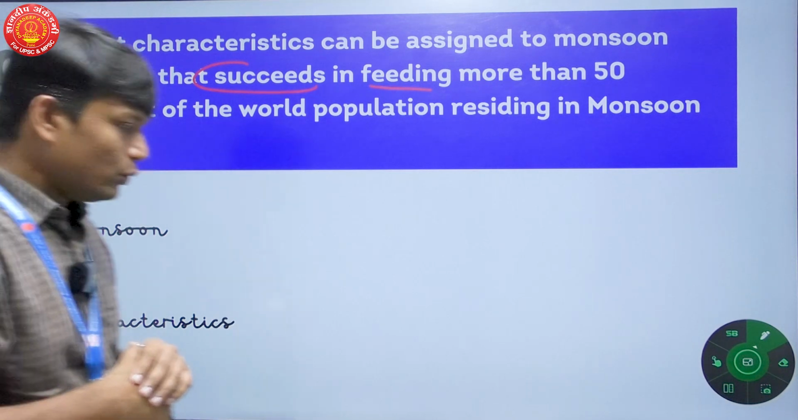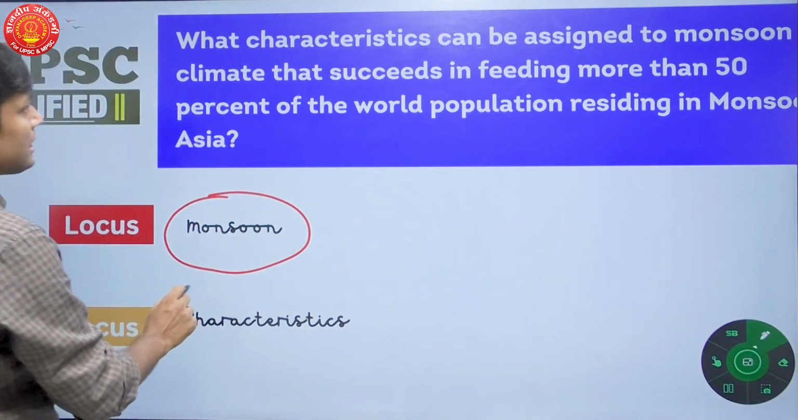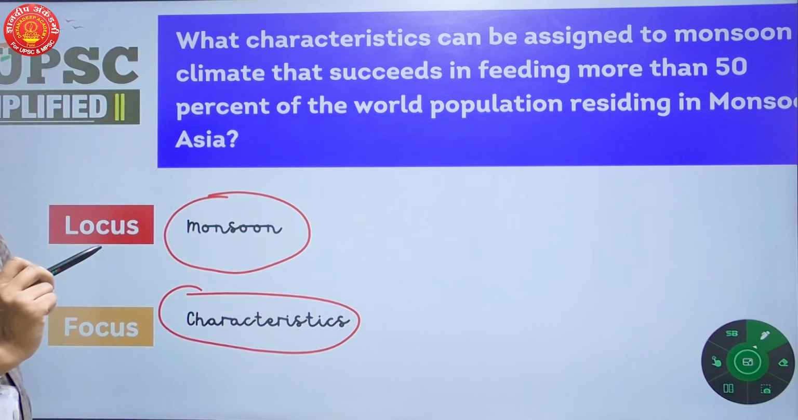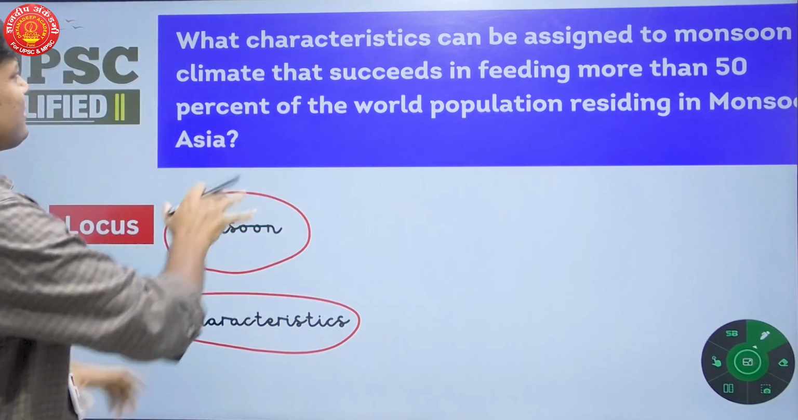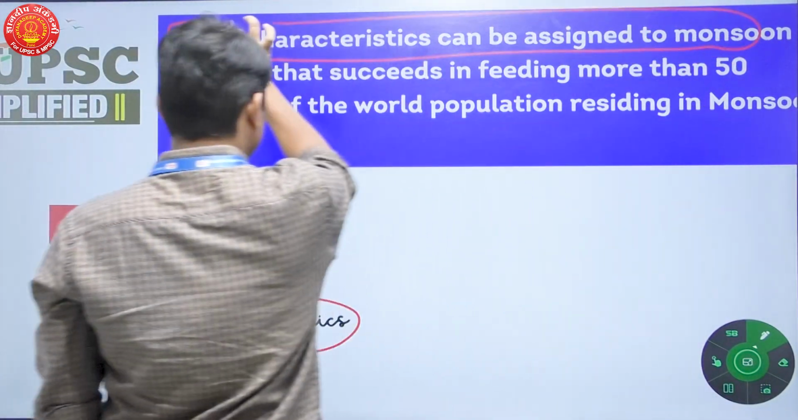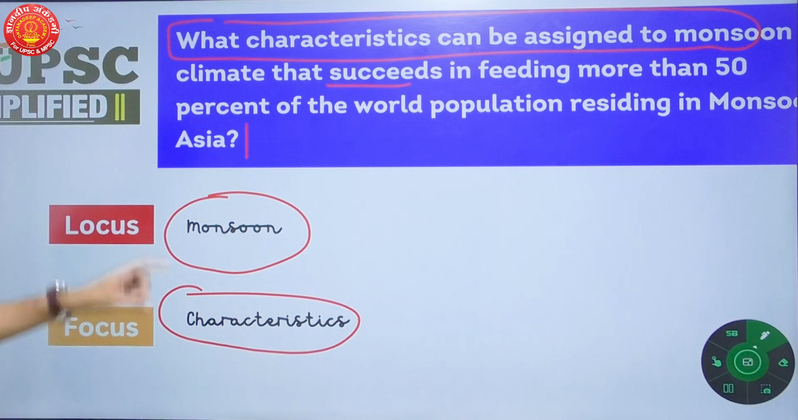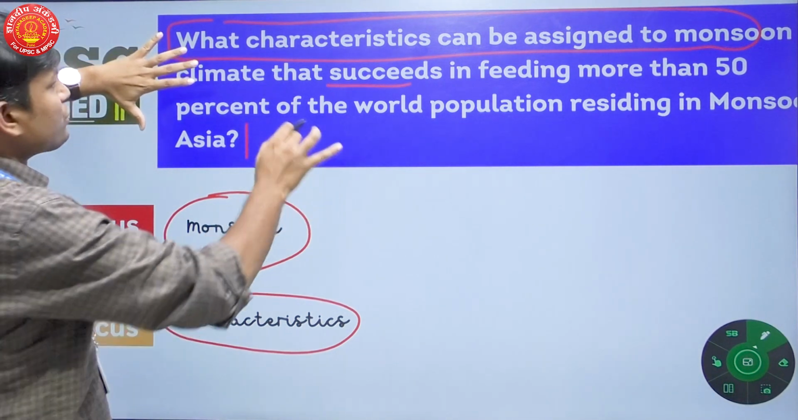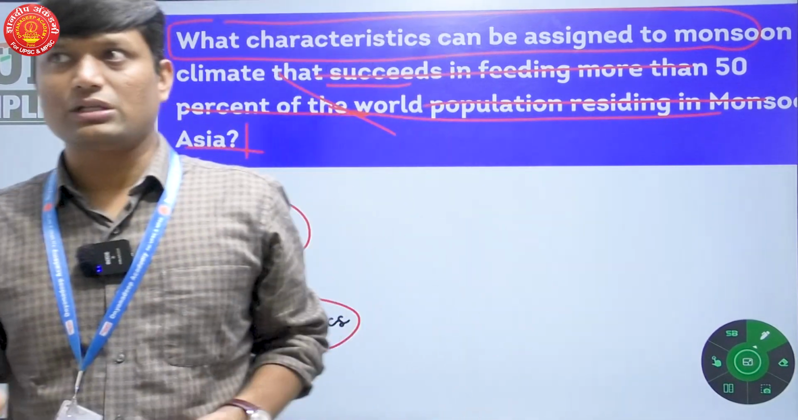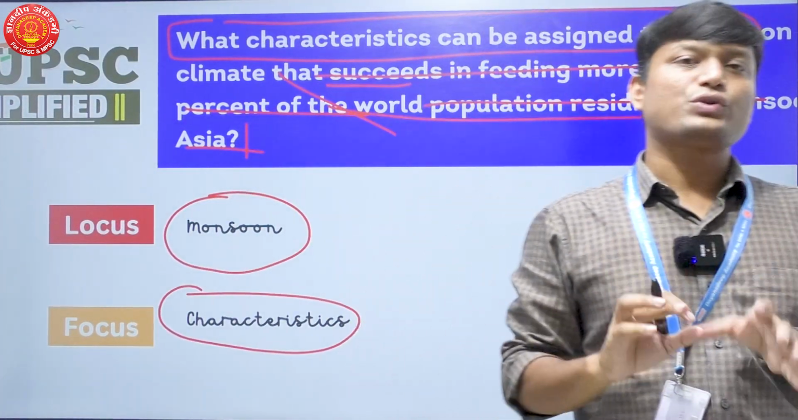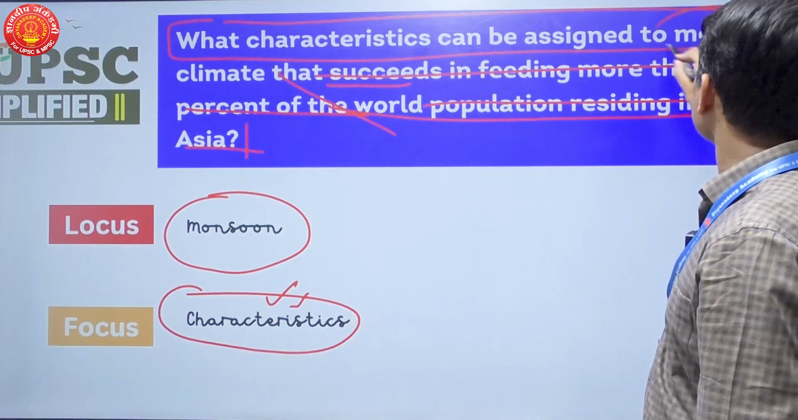Now, when it comes to the locus of this particular question, locus is definitely monsoon, and what part we need to focus on is the characteristic of this particular event. If you read this question, there are a lot of unnecessary things mentioned, like feeding more than 50% of the world population residing in monsoon Asia. Even if I do not mention this part, my answer remains unchanged, or hardly one or two lines will change and the rest will remain the same. So essentially we have to address the characteristic of monsoon or monsoon climate.